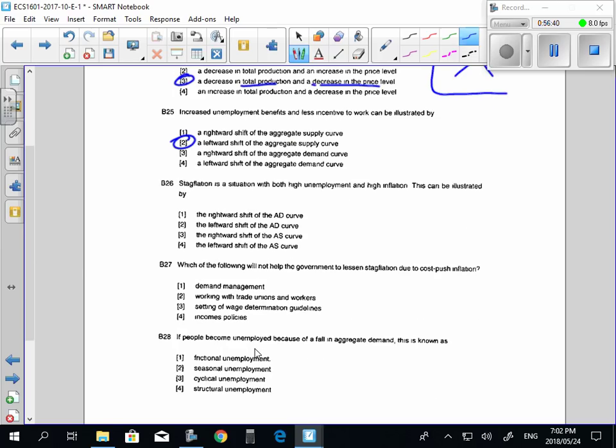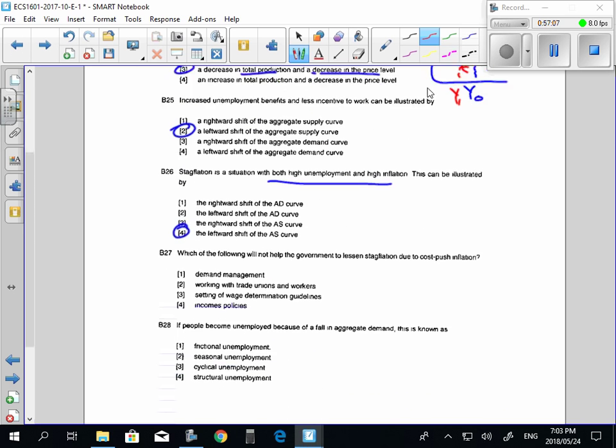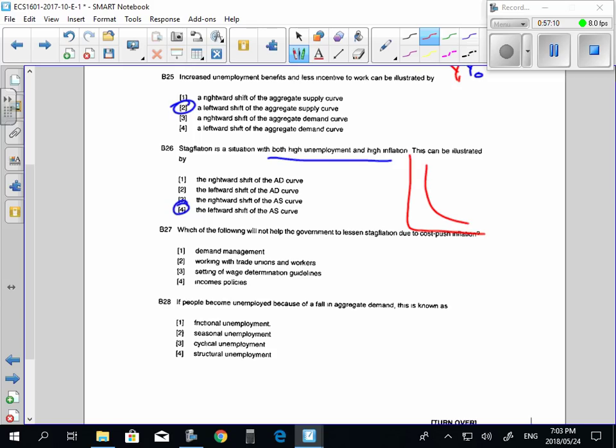Stagflation is a situation in which there is high unemployment with high inflation. This can be illustrated by a leftward shift of your AS curve. So let's just use this. There's my price level P0, Y0. When your aggregate supply curve shifts left, we have a decrease in economic activity as well as an increase in the price level, which is what stagflation is. You also need to know how to draw it on your Phillips curve. Stagflation is when your Phillips curve shifts to the right. Okay.